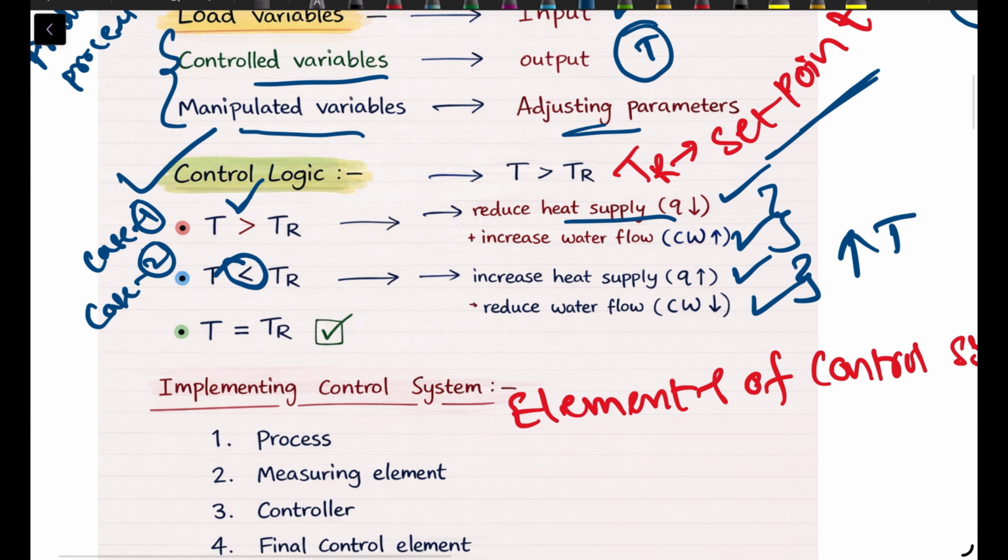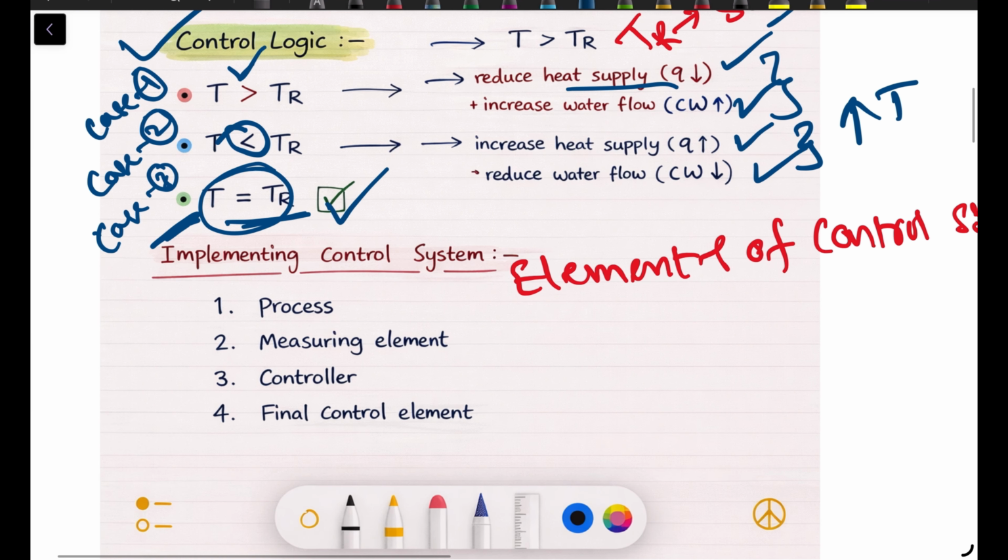And what is the last, case 3? Case 3 is when the reactor temperature becomes equal to the set point. That means T equals TR. Then the system is operating under stable conditions. That's what we want, and this is the important case for us. Okay, now I have discussed all 3 cases. Now we'll go to implementing the control system.